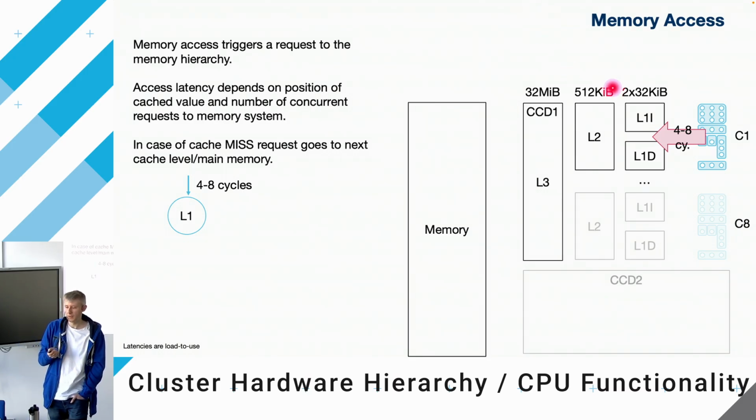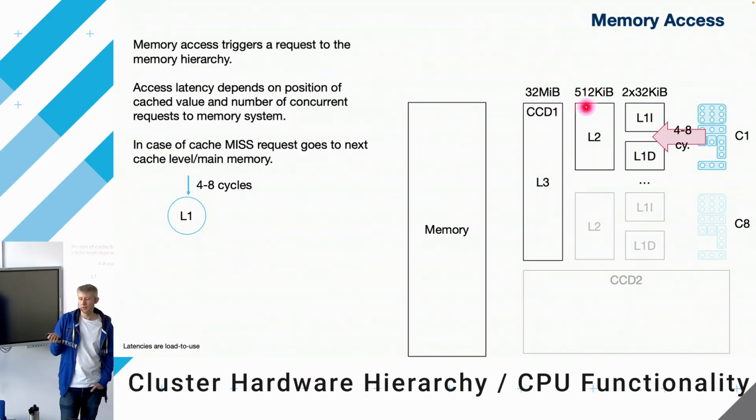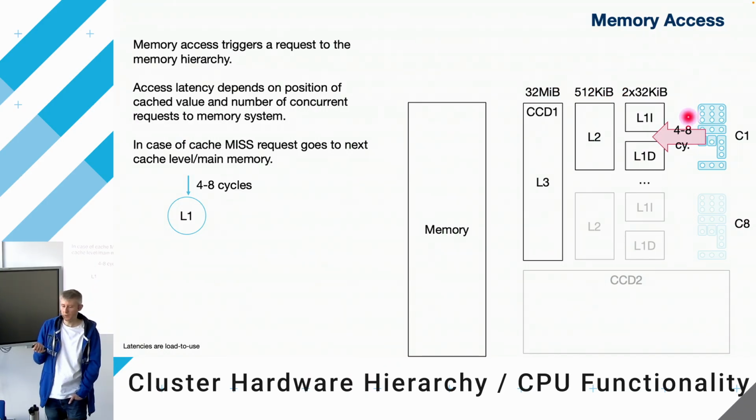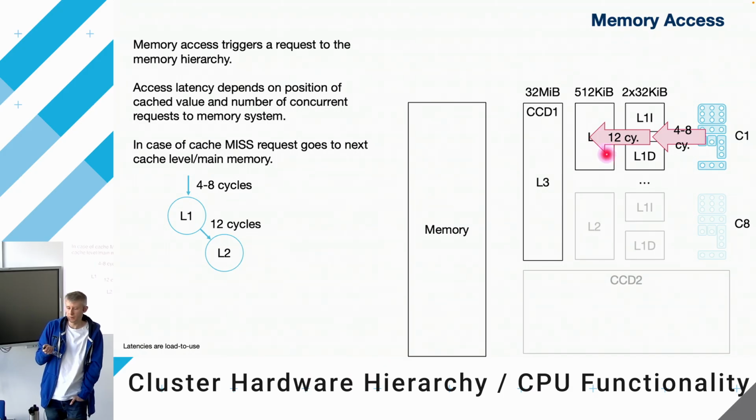If we access our level 1 cache, this happens in 4 to 8 cycles. If our memory request can't be finished by the level 1 cache, then it has to go to the level 2 cache. So we look for the data in the level 2 cache. Then we already have to wait 12 cycles. And if it's also not there, then the memory request has to go to the L3 cache, and this is already 46 cycles.